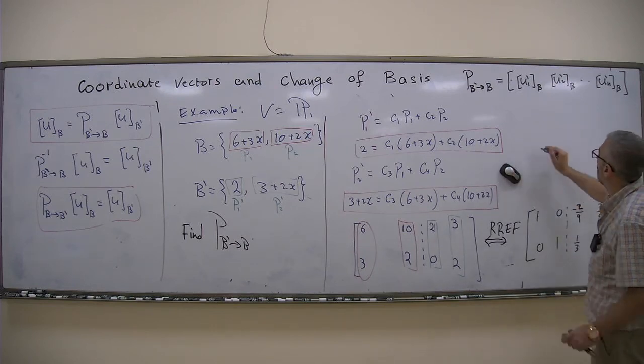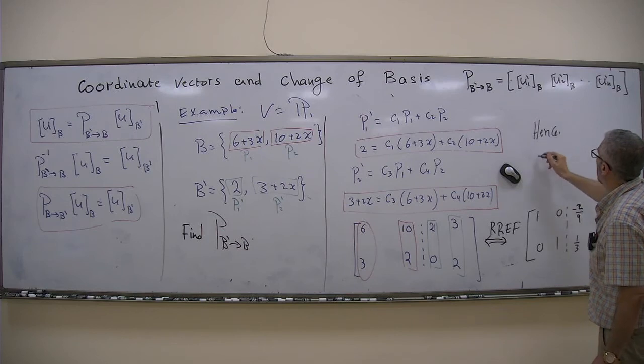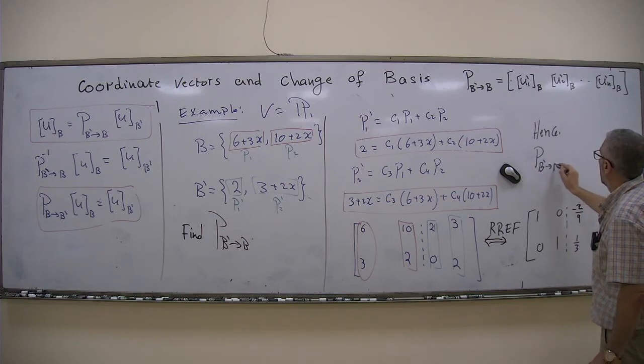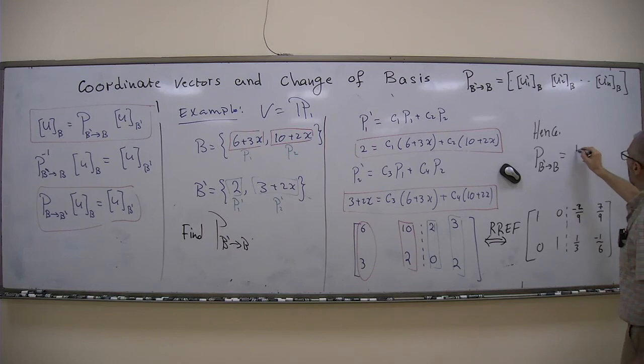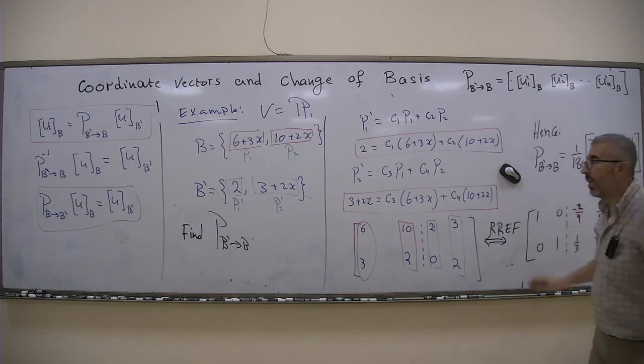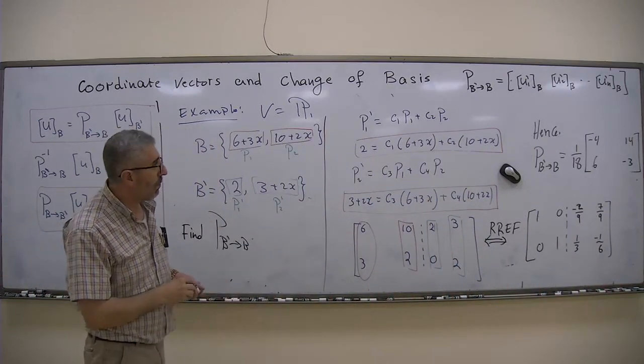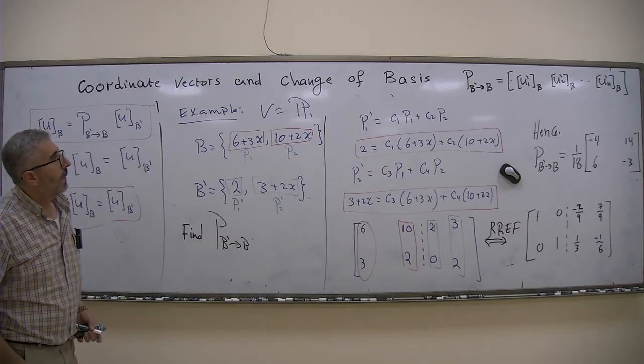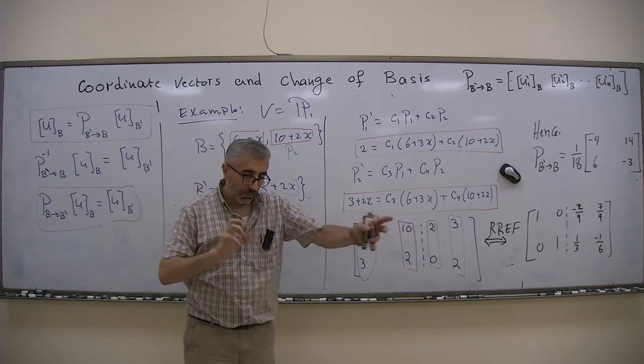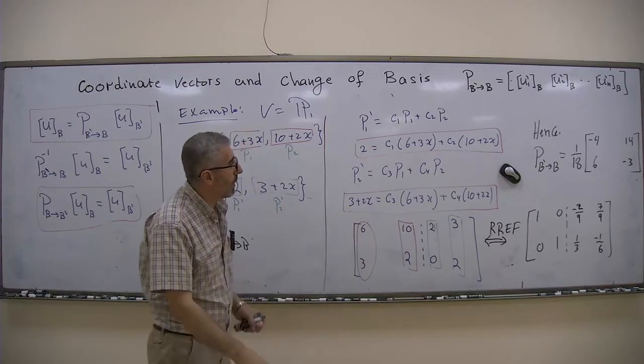Hence, the answer to our question is, I can take 1 over 18 out, and in this case it will be negative 4, and here it will be 14, and here it will be 6, and here it will be negative 3. Am I correct? This is our transition matrix, and again, we can use it to move between the two bases, or the coordinate representation of the two bases.